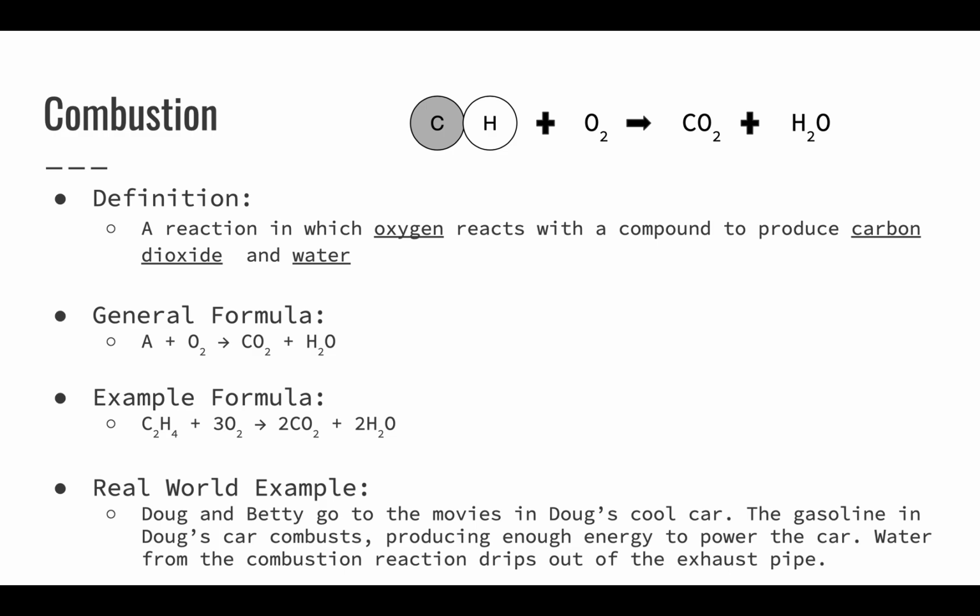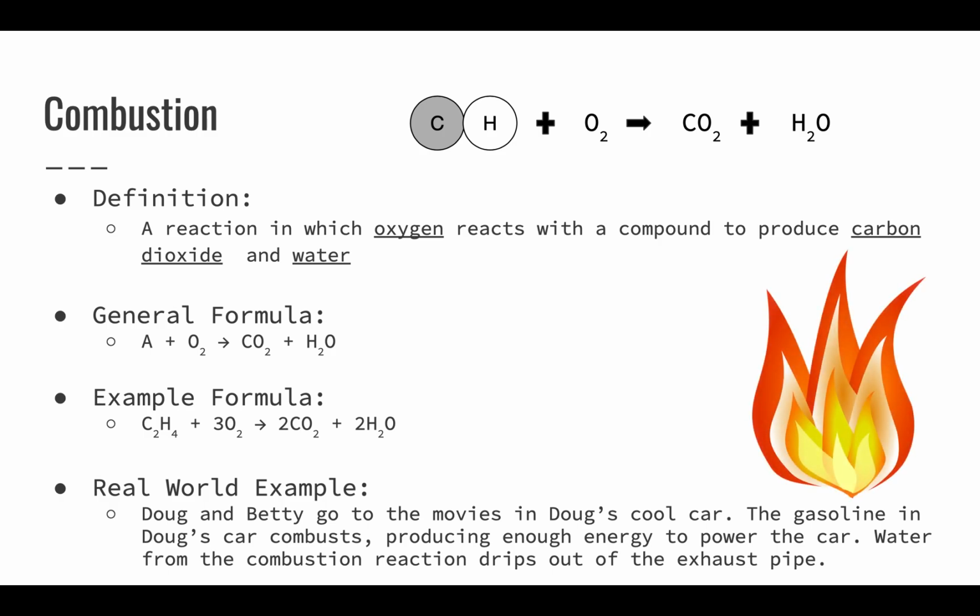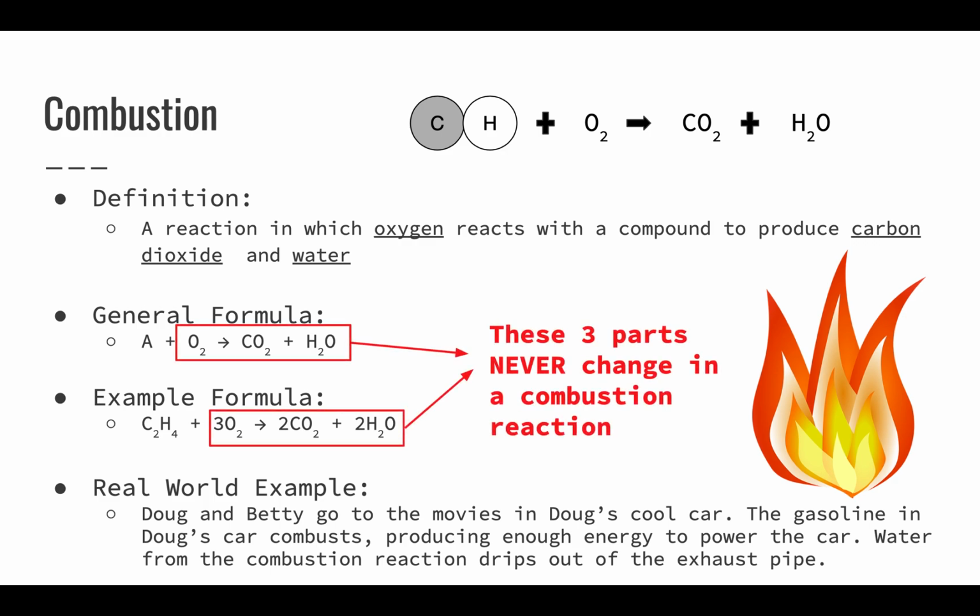Doug and Betty go to the movies in Doug's cool car. The gasoline in Doug's car combusts, producing enough energy to power the car. Water from the combustion reaction drips out of the exhaust pipe. Okay? So everybody's happily ever after now after switching all of their dates around. So, big thing to remember is that oxygen, carbon dioxide, and water never change in a combustion reaction.